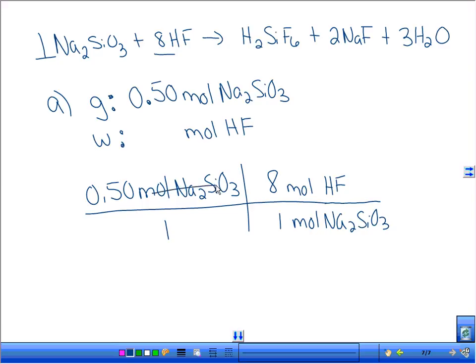And so you can see that your moles are going to cancel, and if I multiply, you're going to find your answer here. This particular problem only has 2 significant digits, so it's going to be just 4.0, and it'll be moles of HF.